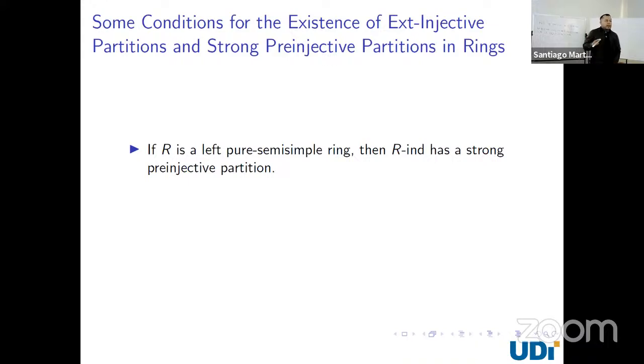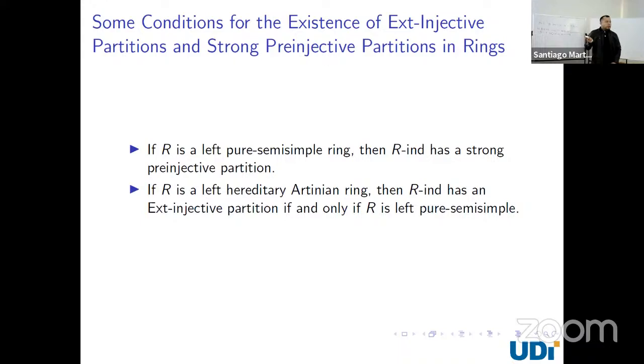This partition looks very nice, but we don't know when we can use it. What guarantees that the partition exists? Well, Huisgen-Zimmermann proved in one of his articles that if R is a pure semi-simple ring, then Rind has a strong projective partition. Even more, he proved that the pure global dimension has to be 0 for this partition to exist.